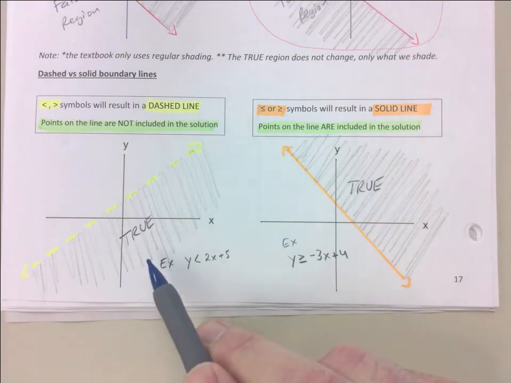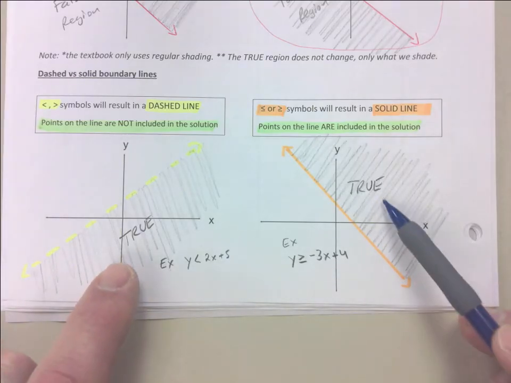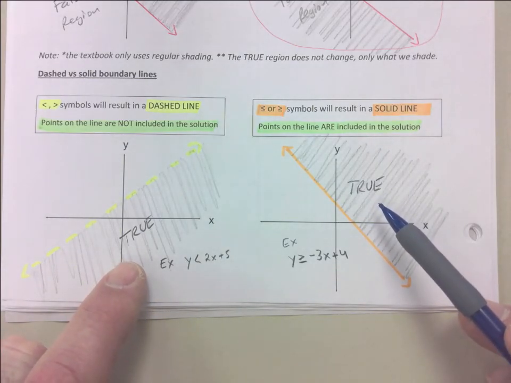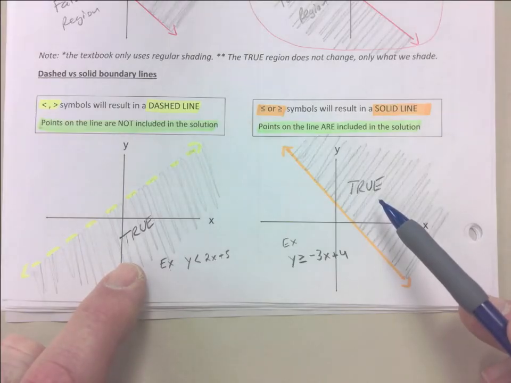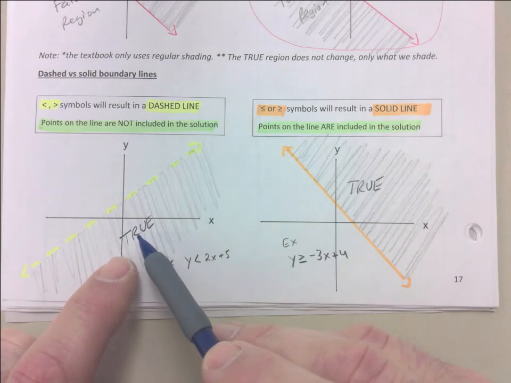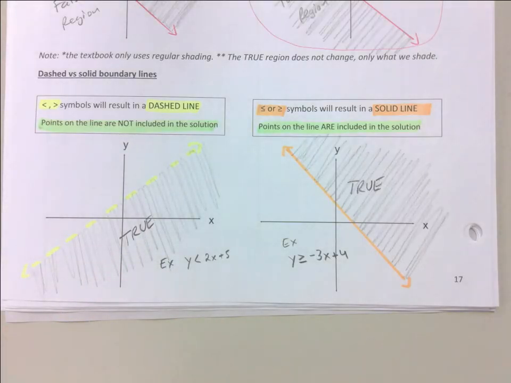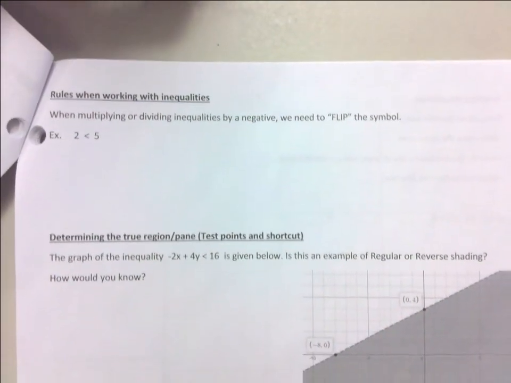So let's see if you're awake this morning. Would you be able to tell just by looking at this that regular shading has been used? Because the true region that I've labeled is shaded. Soon I'm going to transition to reverse, especially when we do multiple inequalities.